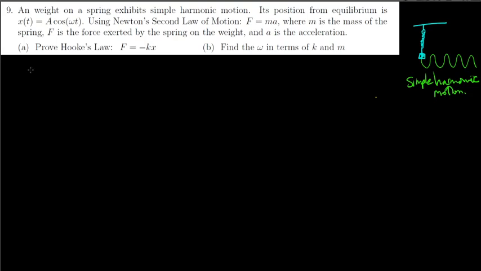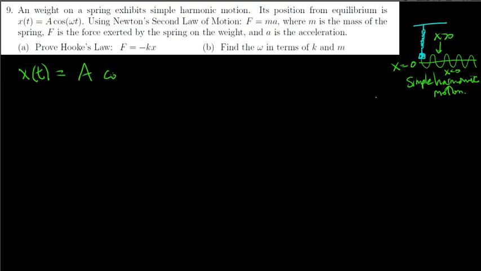So its position from equilibrium is given in the problem, x of t. x is the displacement from equilibrium. Equilibrium would be about here. That's where x is 0. So here x is positive. Here x is negative. Well, you could go the other way.